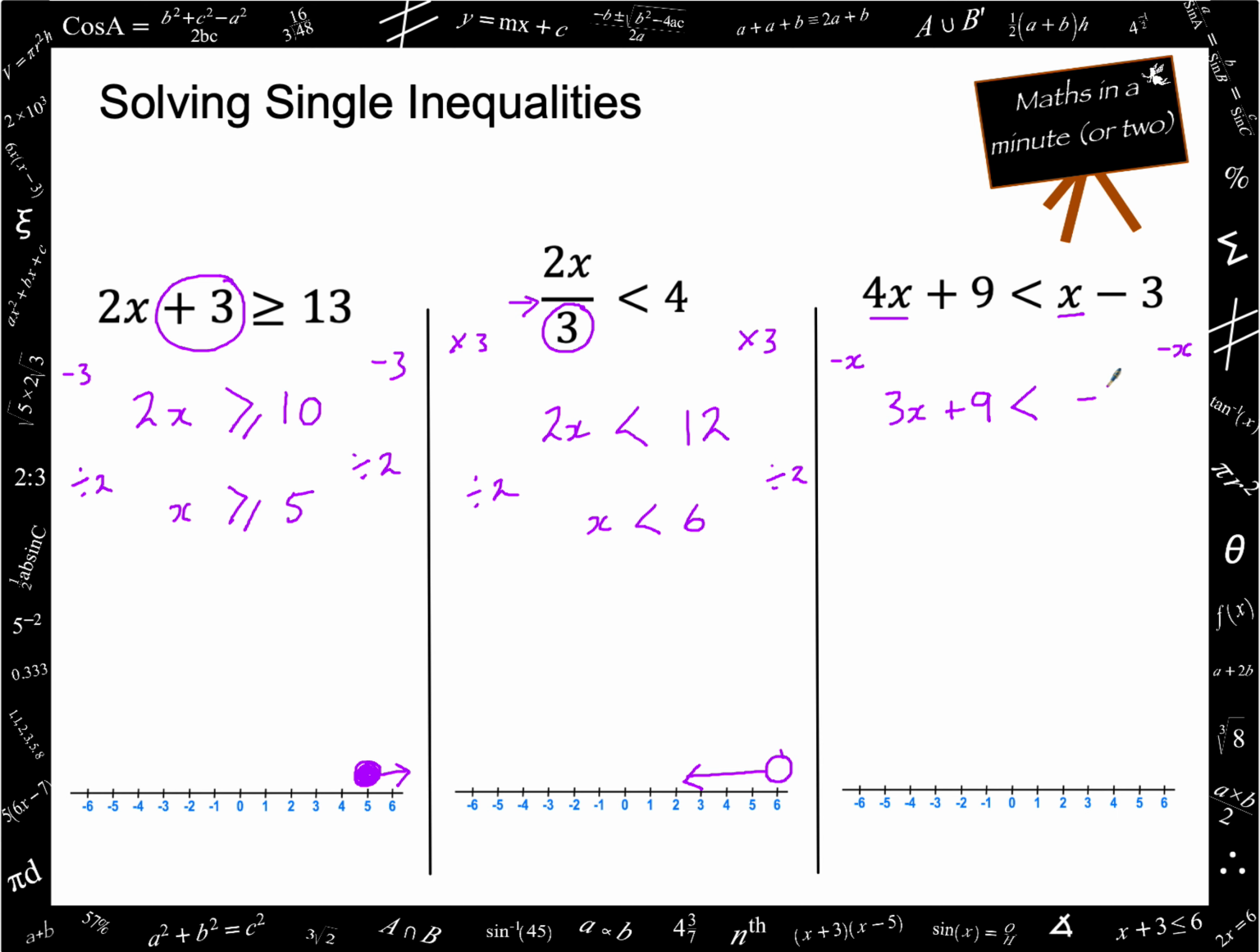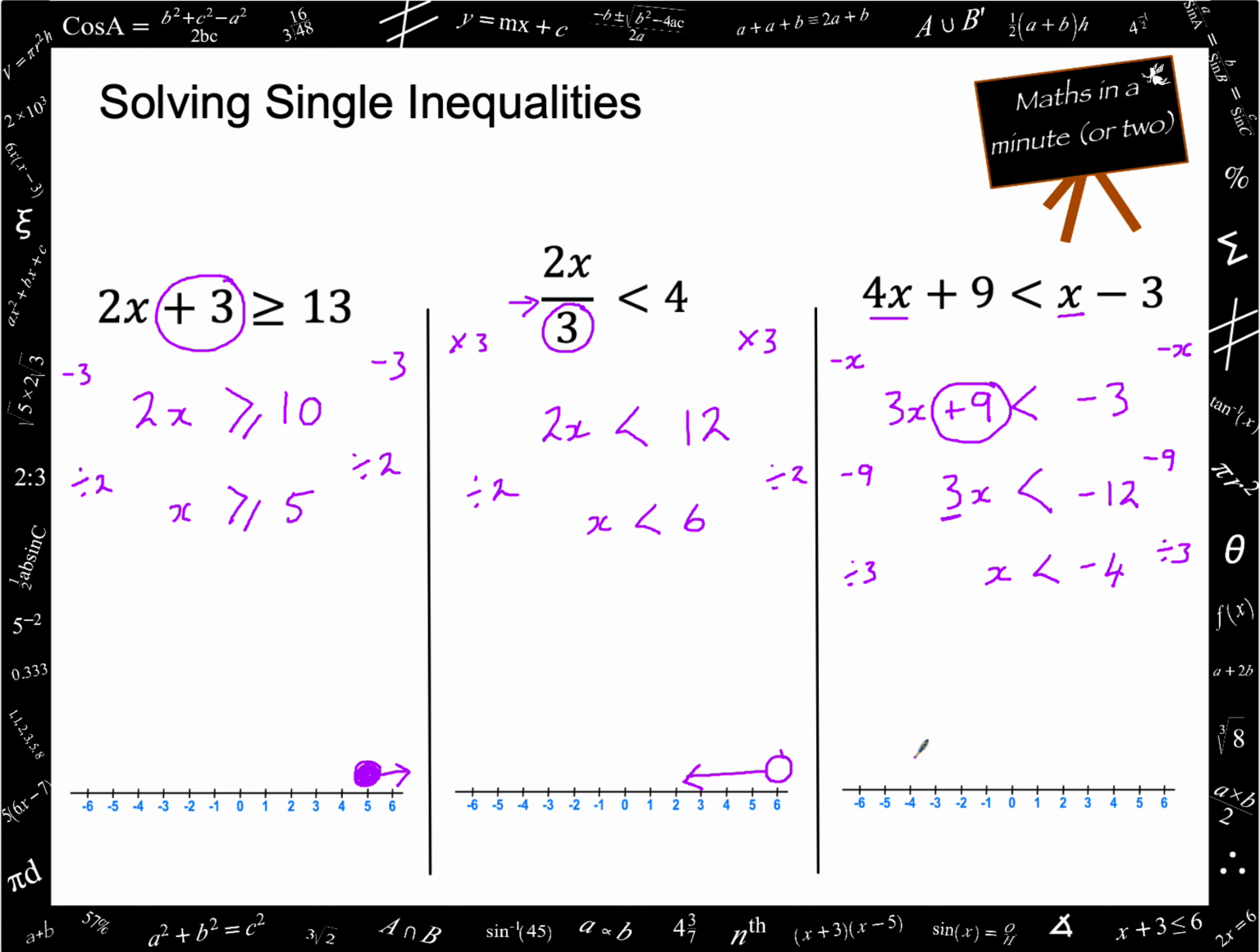On the right, if I take the x away, I'm left with the minus 3. Now I need to get rid of this 9 here because I'm wanting the x's on their own, so I'm going to take 9 from both sides. That means I'm going to end up with 3x on the left, the inequality is the same, and negative 3 take 9 is negative 12. Okay, now this time I want to get rid of 3, so I'm going to divide both sides by 3. So I'm going to have x is less than negative 12 divided by 3, which is negative 4.